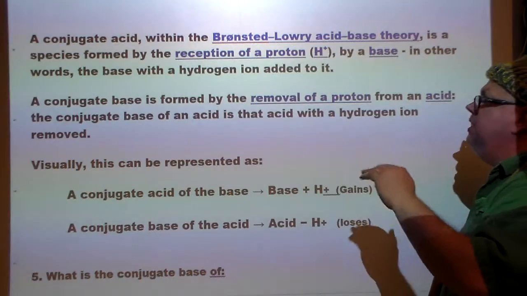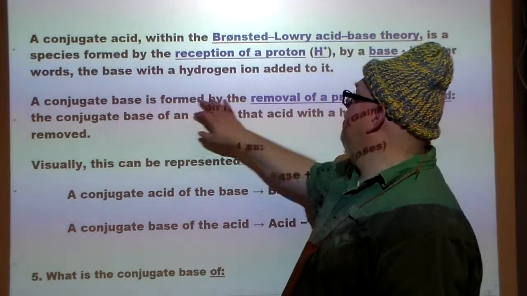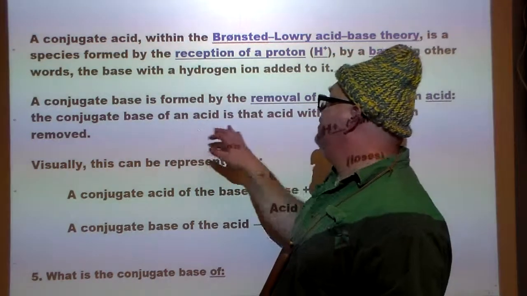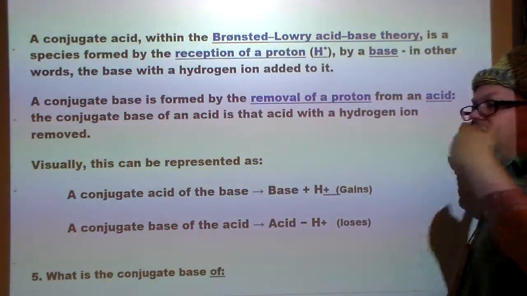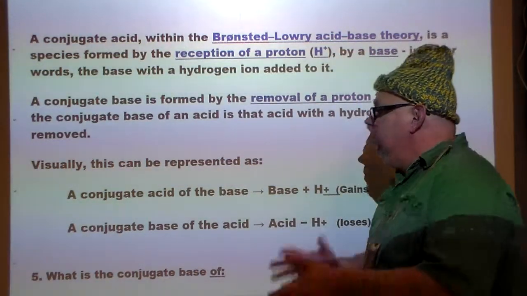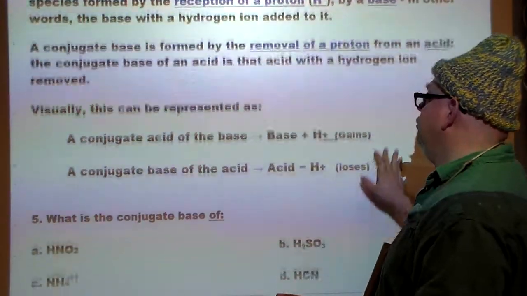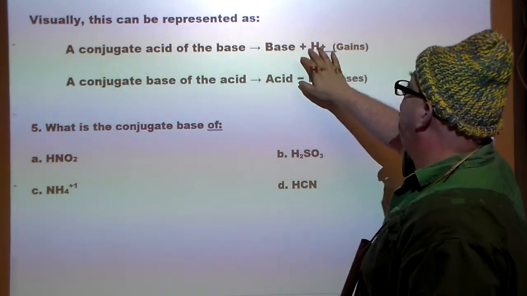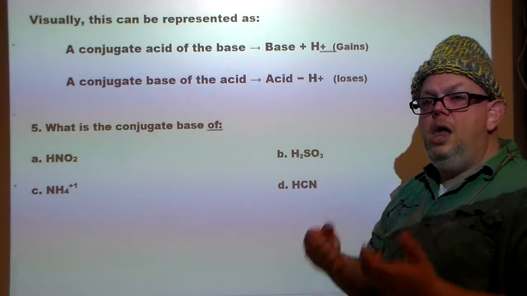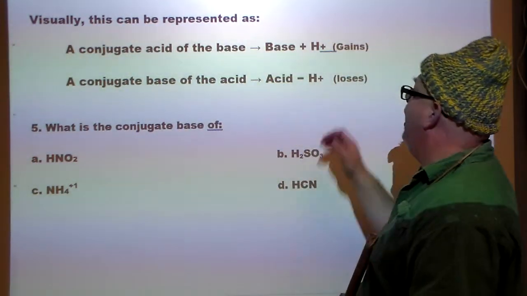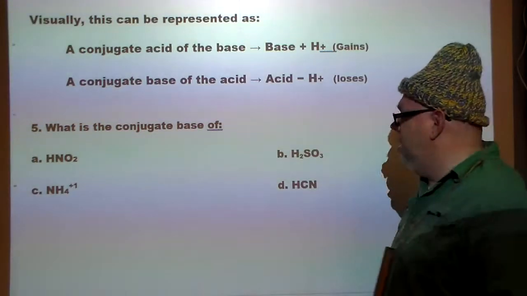Now, a conjugate base is formed by the removal of a proton from an acid. So the conjugate base of an acid is the acid that has the hydrogen ion removed, taken away from it. How do we see that in a visual sense? A conjugate acid of the base is a base plus the hydrogen. In other words, it picks it up. And a conjugate base of the acid is an acid losing that hydrogen ion.